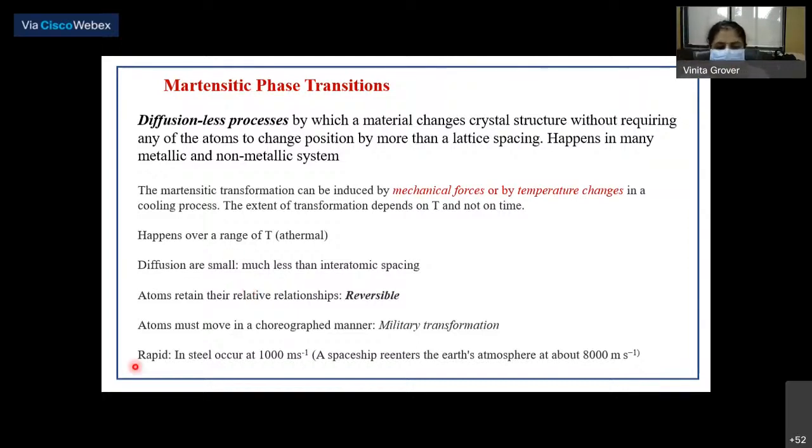And they move in a very choreographed manner. My perception of martensitic phase transition is that it is like a dominoes effect. You know what a dominoes effect is? You arrange cards over one another and one falls, the other falls, and the other falls that way. So they move in almost a military transformation. One happens, it makes the other happen, and this is how it moves.